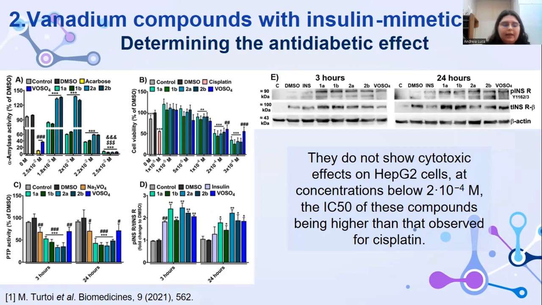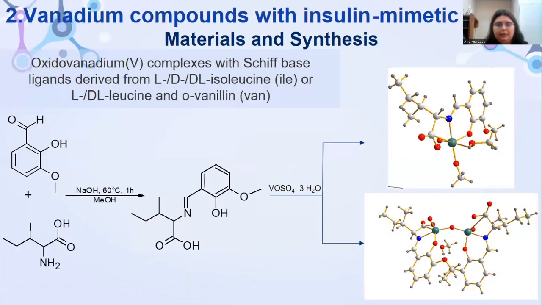We studied the effect of our compounds on alpha amylase activity, on hepatoblastoma cell line cell viability, on total protein tyrosine phosphatases, and on insulin receptor phosphorylation. And we saw that our compounds have an amazing insulin mimetic activity, and they do not show cytotoxic effects on hepatoblastoma cells, and they also have an inhibitory concentration 50 higher than that observed for cisplatin.